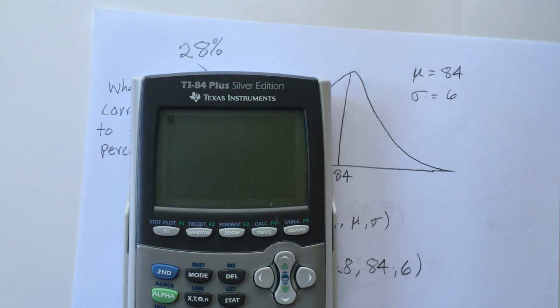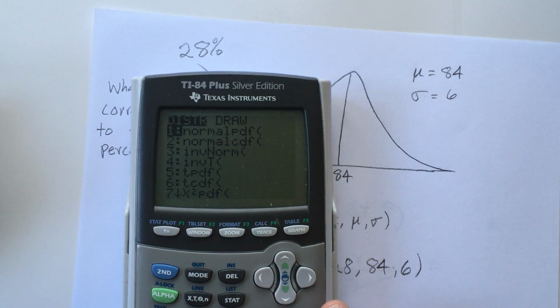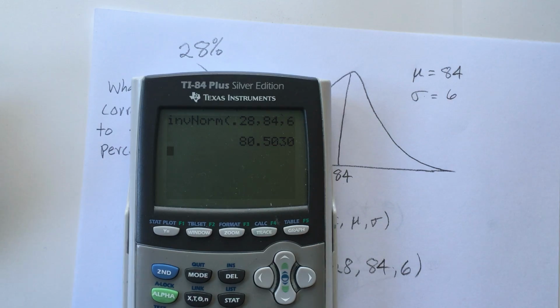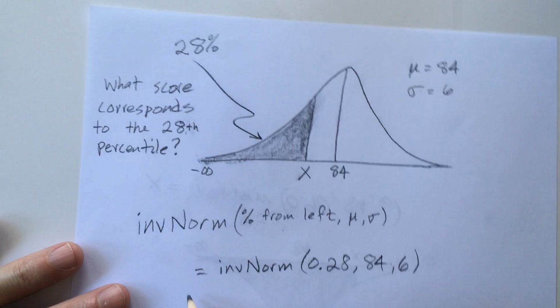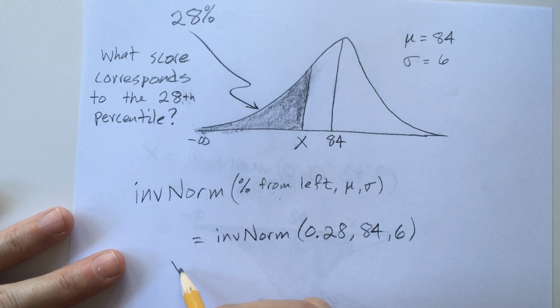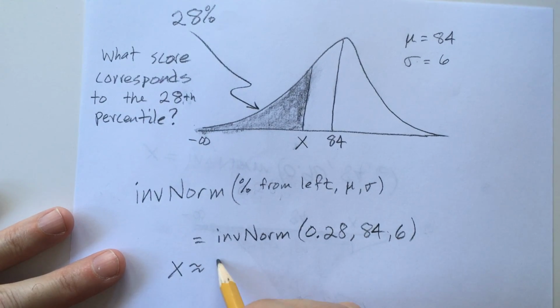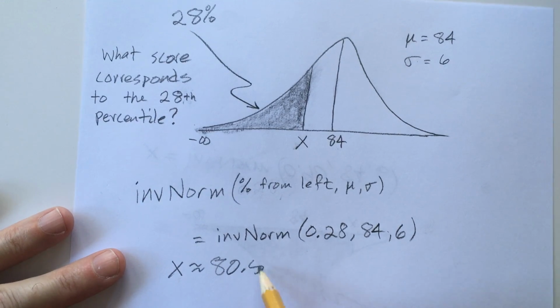So using our calculator, we have second distribution, arrow down, inverse norm, and so I put 0.28, comma, 84, comma, 6, my standard deviation, and that corresponds to a score of approximately 80.5. So what that tells me is this x value is approximately 80.5.